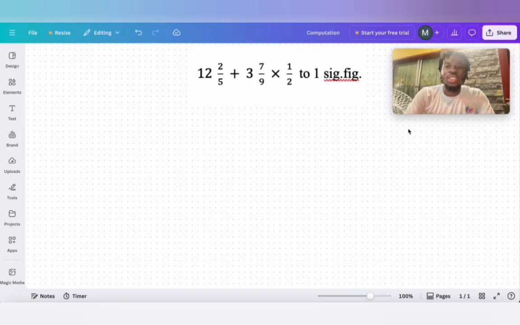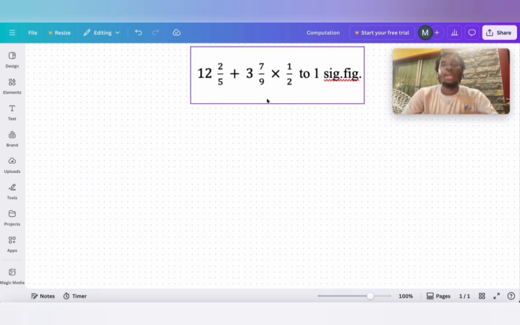Hello everyone. So today we're going to do a question on computation. So how do we solve a question like this? We have some mixed numbers to add and we need to multiply them by a half. And by the end of that, our answer needs to be approximated to one significant figure. So let's begin. How do we tackle this question?